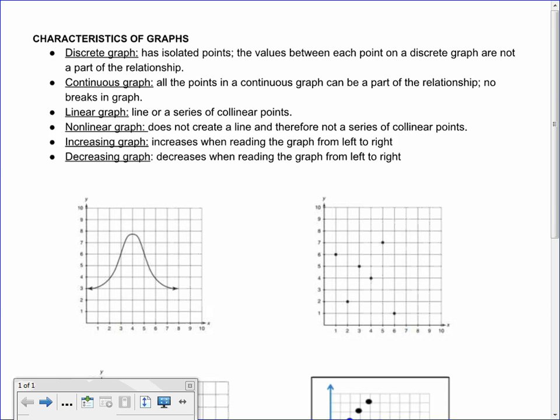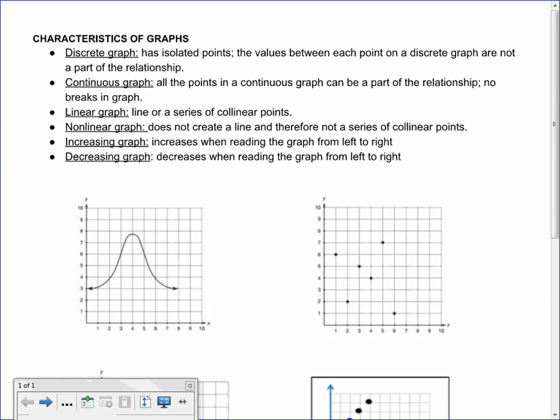Okay, in this screencast, we're going to talk about different characteristics of graphs. And so you have a lot of vocabulary that you need to read. So if you did not read all of the vocabulary terms, you're going to need to do that. So you need to pause and read through those.